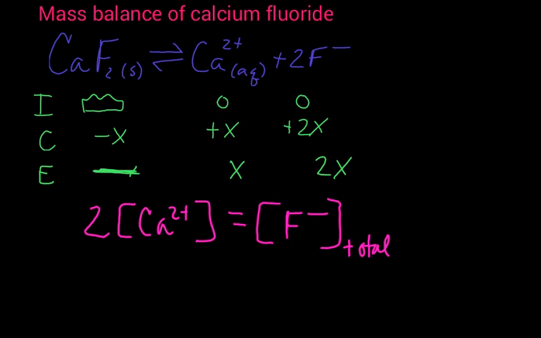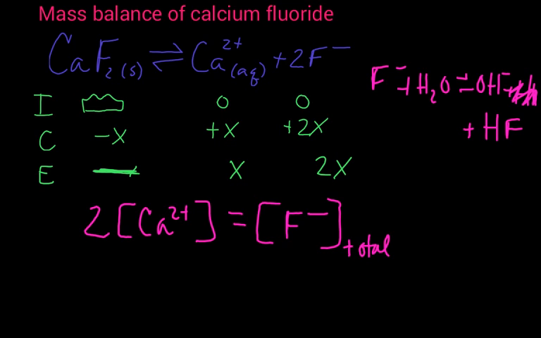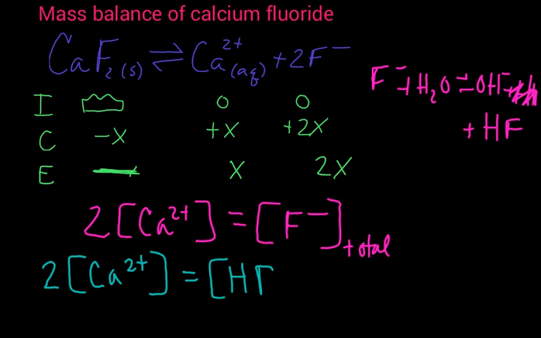But remember that we also have this other equilibrium expression. We also have F minus reacting with water to form hydroxide and HF. So we know that we don't just have F minus in solution. Some of this F minus is reacting with water to go on and form HF, and we want to include that in our mass balance. So our mass balance will ultimately be 2 times our calcium 2 plus concentration is equal to the concentration of HF plus F minus. So this is our finished mass balance.